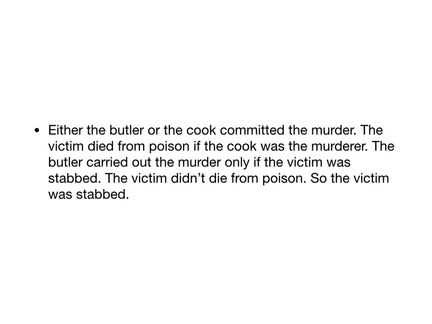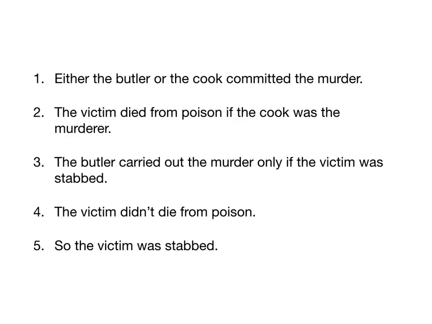Here's another one you could use this reductio one for. Either the butler or the cook committed the murder. The victim died of poison if the cook was the murderer. The butler carried out the murder only if the victim was stabbed. The victim didn't die from poison, so the victim was stabbed. Let's put this in our numbered form, right? Either the butler or the cook committed the murder. The victim died from poison if the cook was the murderer. The butler carried out the murder only if the victim was stabbed. The victim didn't die from poison, so the victim was stabbed.